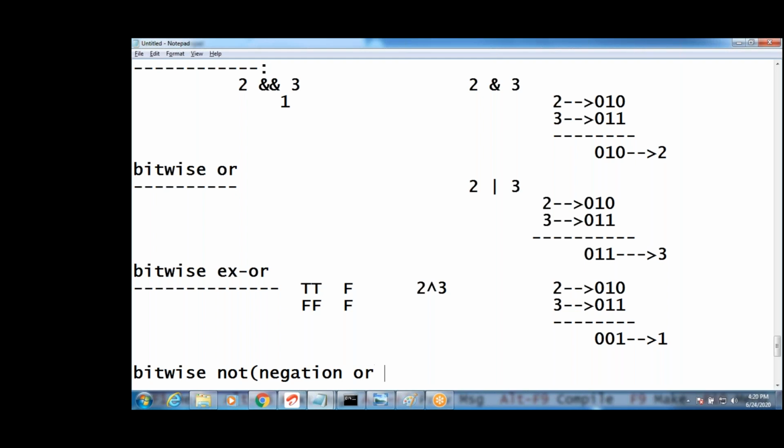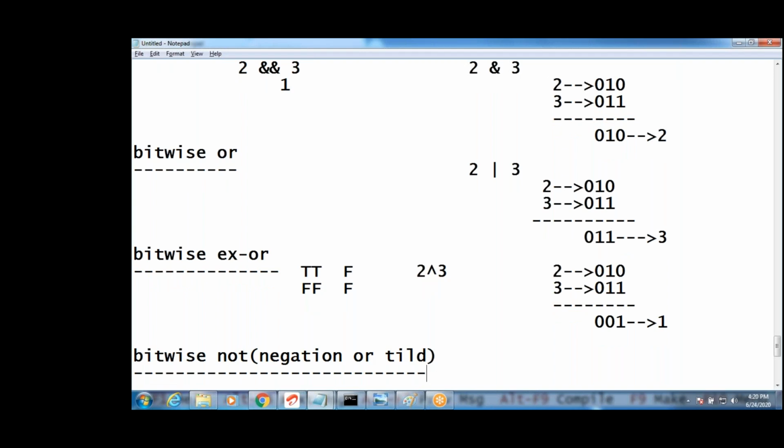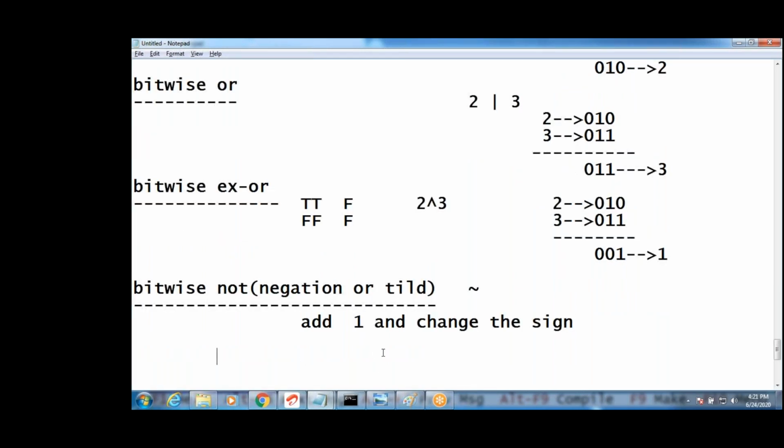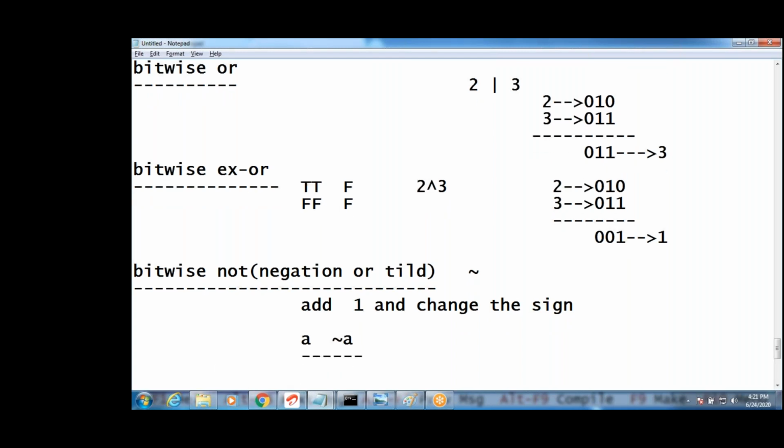Bitwise NOT, or tilde operator, or negation operator, negation or tilde, complement operator. Okay, we use different names, complement, right? See once, what is this? Add one and change the sign. This is a negation operator, guys. Okay. Add one and change the sign. I'll give some expressions also for practice. Add one and change the sign.